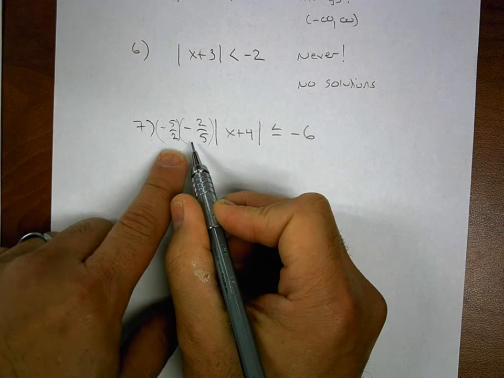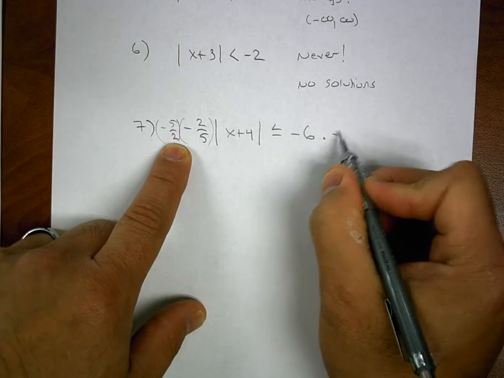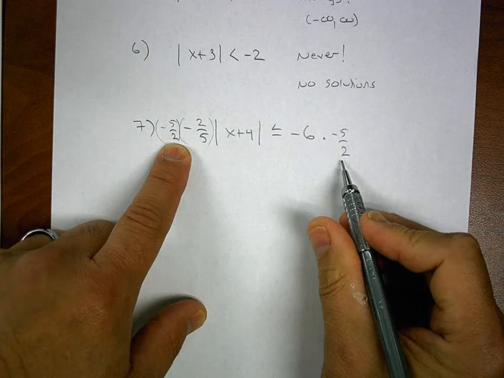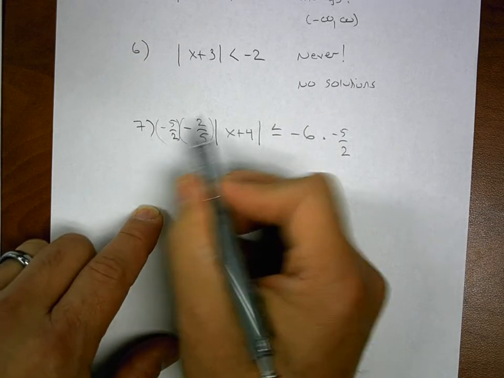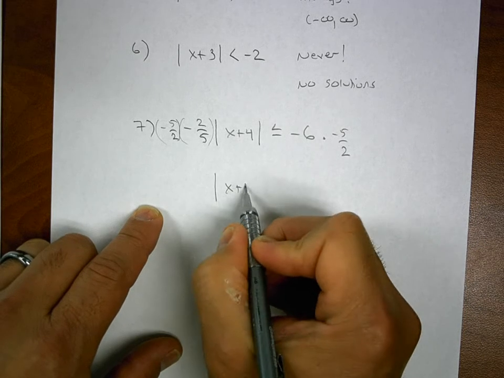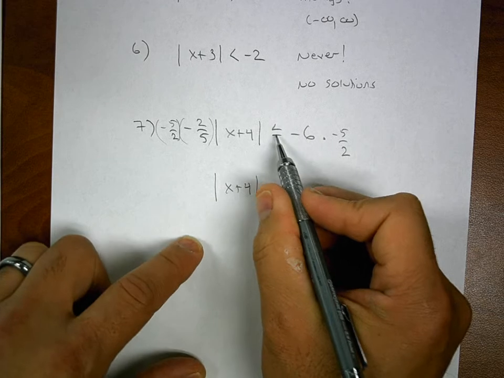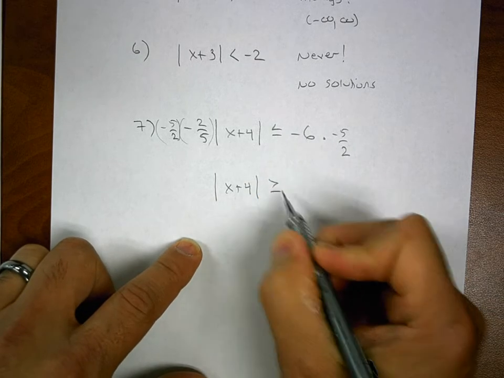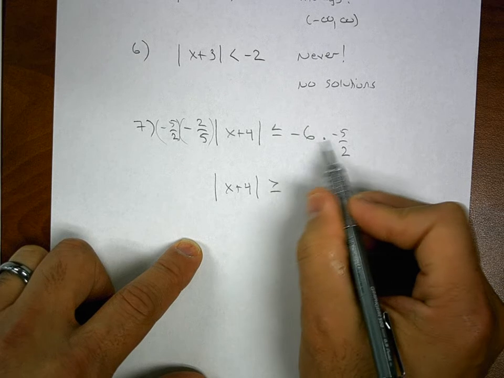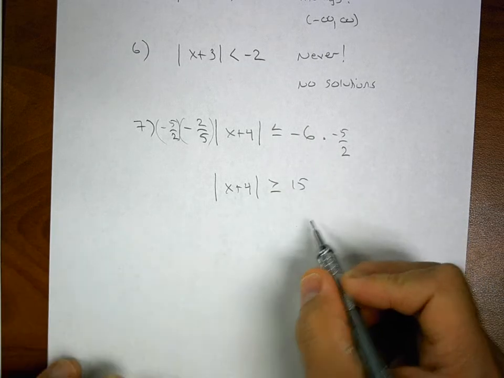And whatever you do to one side, do to the other. So multiply by negative 5 over 2. Okay, so this is gone. That's just positive 1, right? So we have absolute value x plus 4. Instead of less than or equal to, because we multiplied by a negative, it's greater than or equal to positive what? 15. 30 divided by 2, so 15. Okay, now we have it isolated. Now we can work the problem.